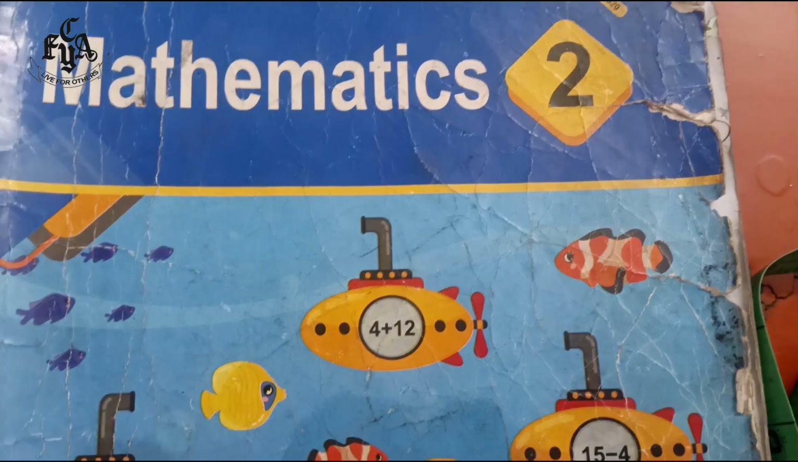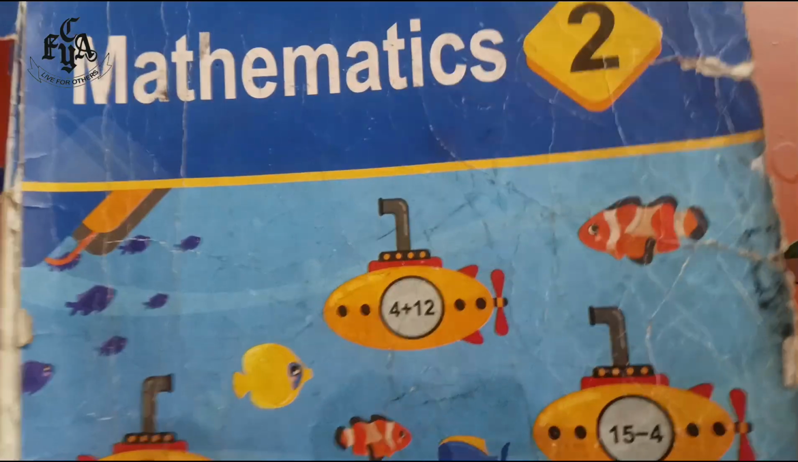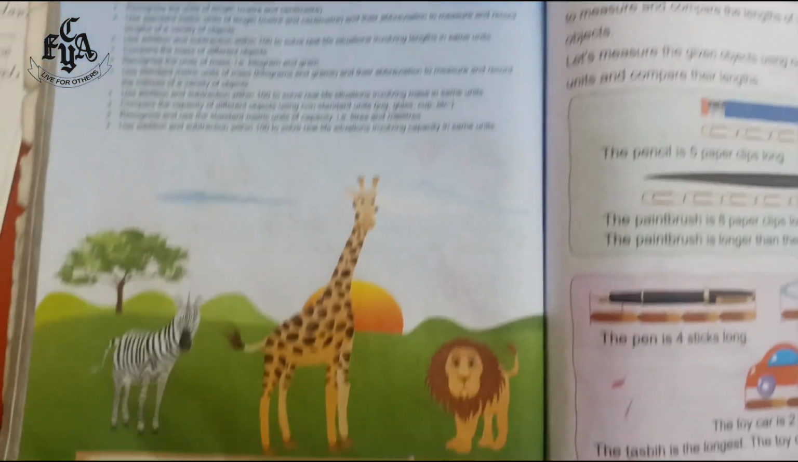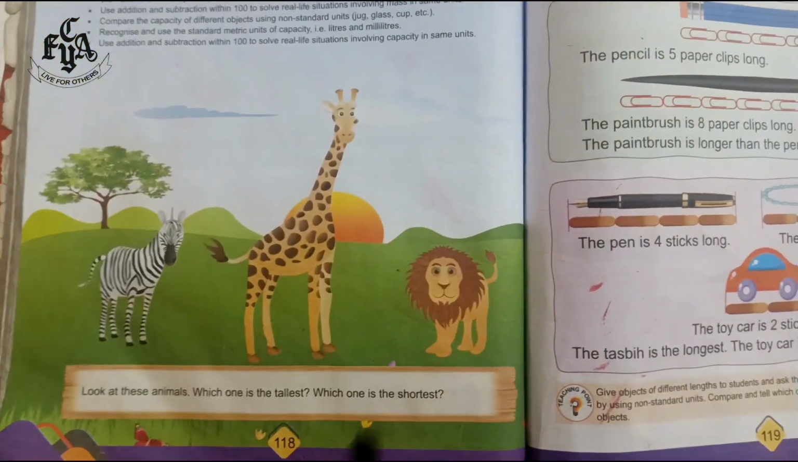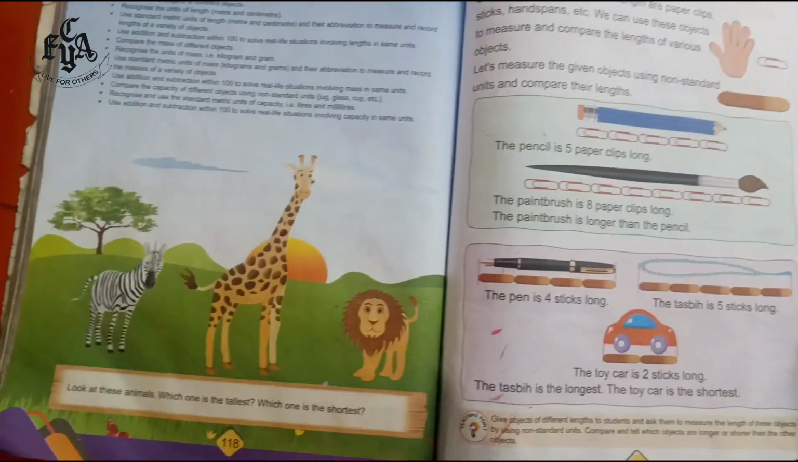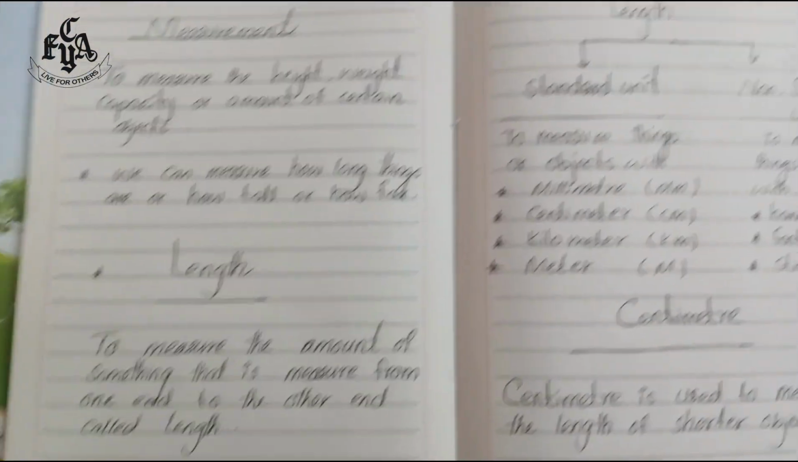Okay dear students, as we finished one chapter of our division, today we will start our new chapter, that is Unit 4, Measurement, page number 118. Before that, we are starting from the book. I will give you some information about measurement and the unit of measurement.